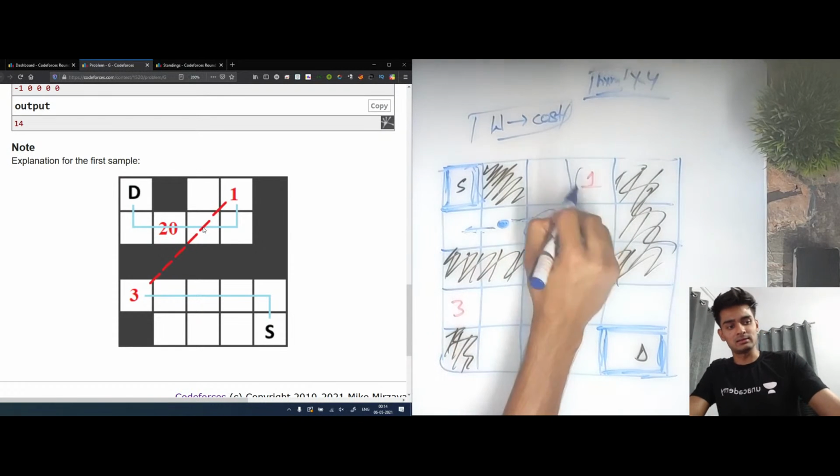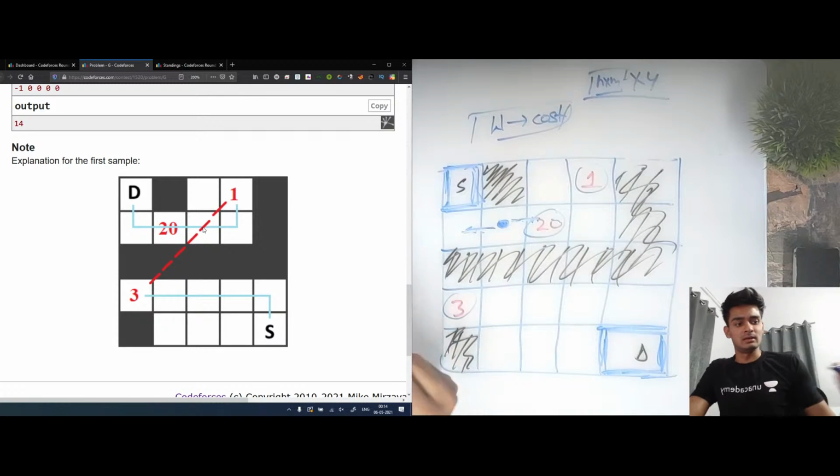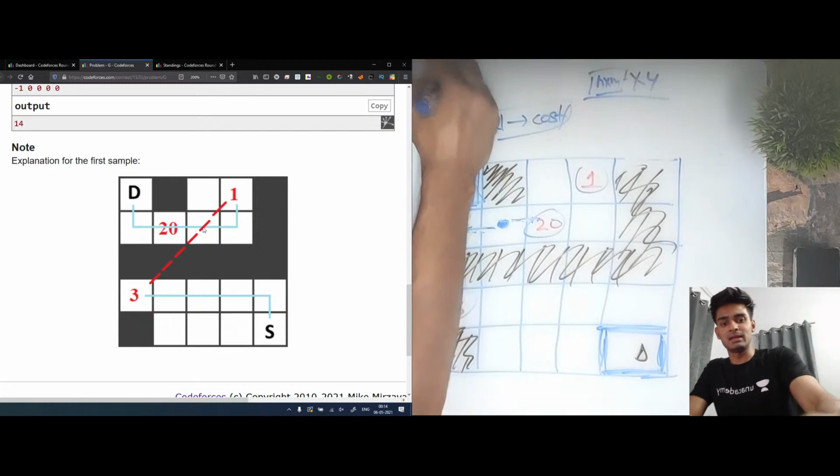But we also have tunnels, and the maximum number of tunnels can be n into m only.